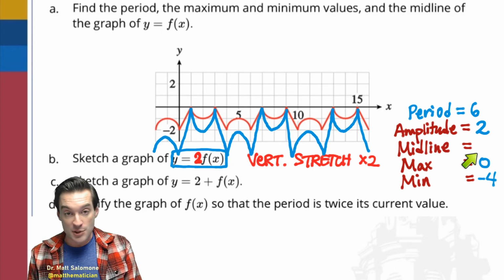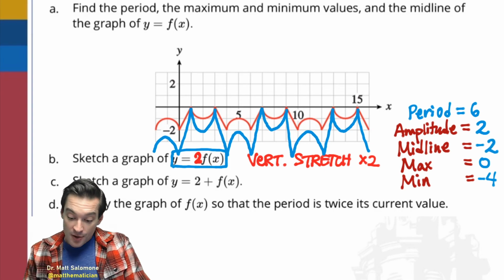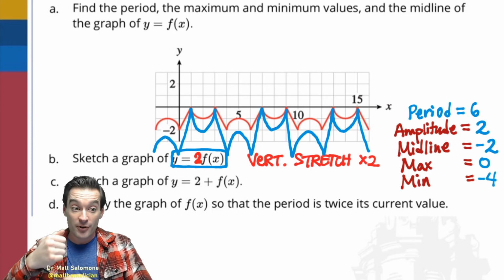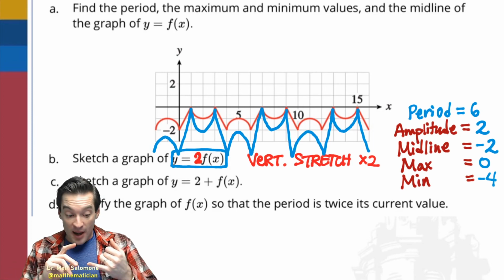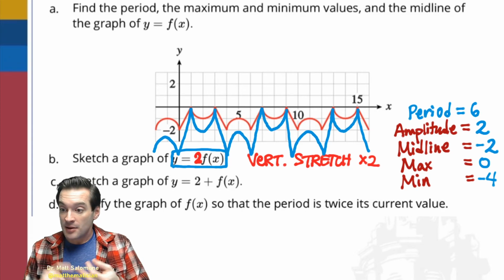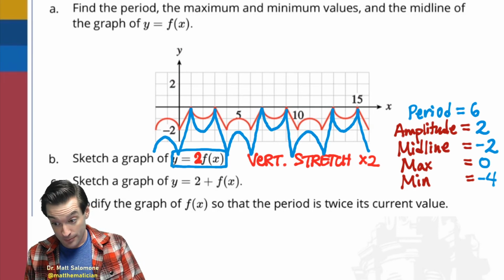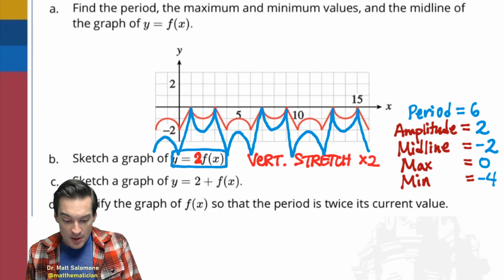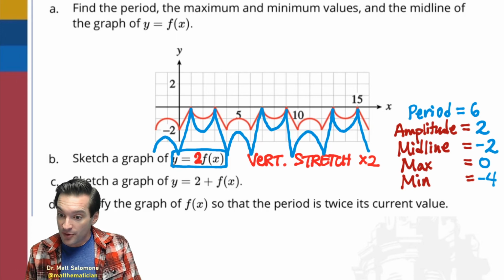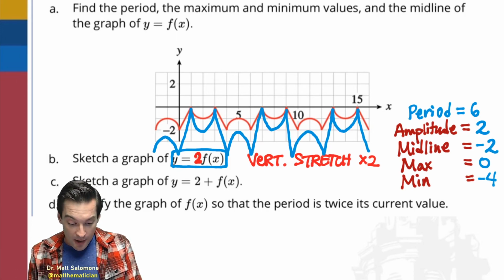And the midline, which used to be y equals negative 1, is now y equals negative 1 times 2. Y equals negative 2. So when I stretched this graph vertically by a factor of 2, my max and min all got multiplied by a factor of 2. And for that reason, my amplitude and my midline also got multiplied by a factor of 2. Okay? So that's what tends to happen to a periodic function when I apply a vertical stretch to it. Right? Okay. What about the second?